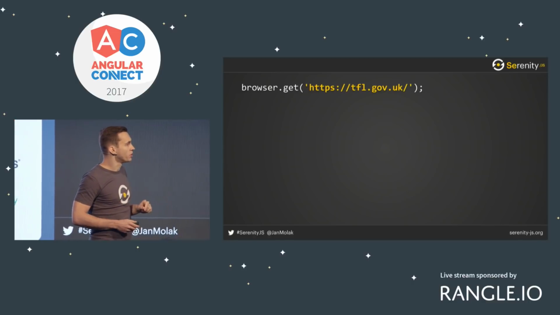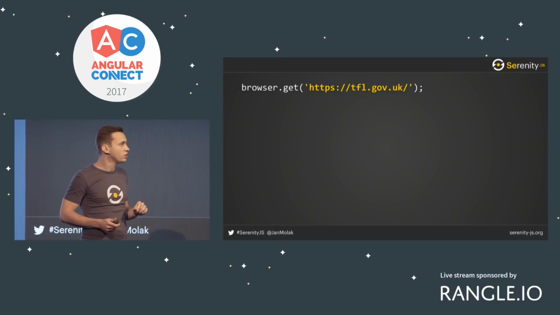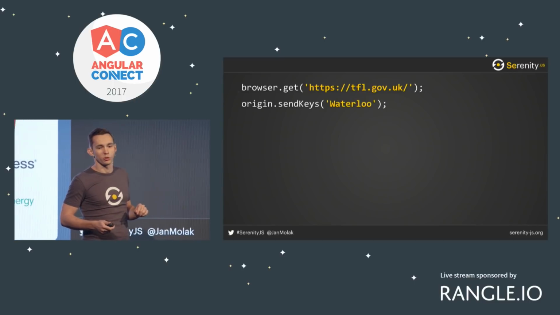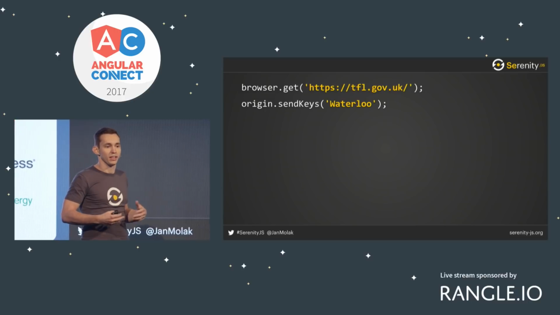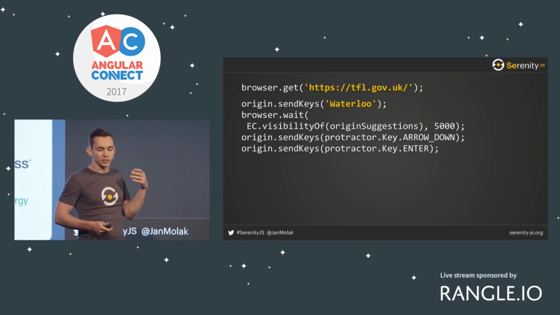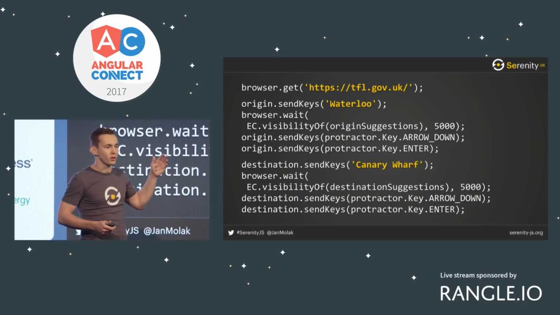But with this out of the way, we can finally open the browser at the website that we're interested in. We can send some keys into the origin field, where send keys is Protractor speak for entering the text into a field. Then we need to wait for a box to appear. We need to specify the timeout. Then we can send some more keys. Then we can copy and paste the same flow and do the same thing for the destination.